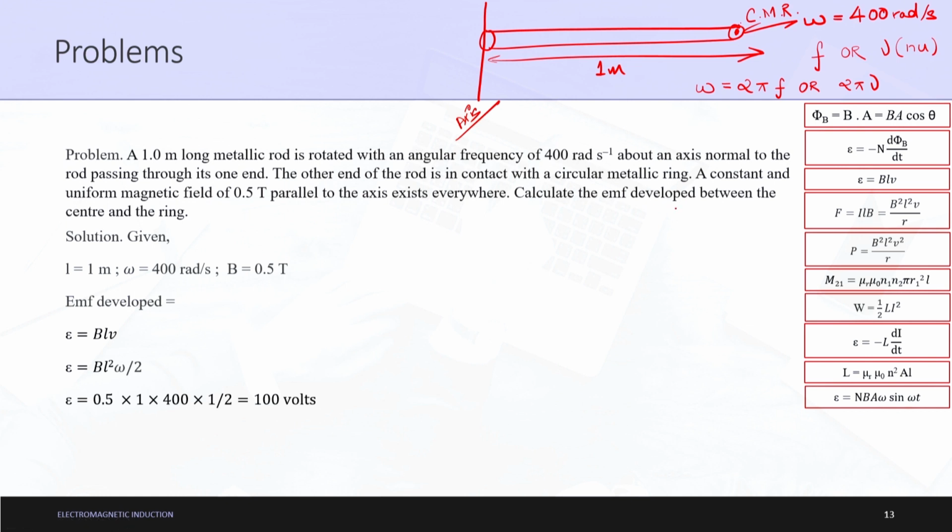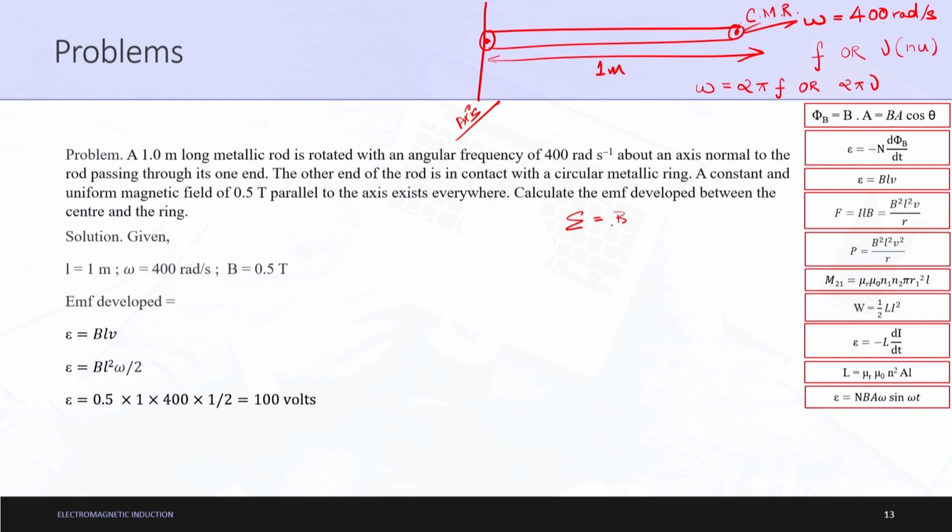Calculate the EMF developed between the center and the ring. Let us say this is the center and this is the ring. So, you need to calculate the EMF between them. Again, as the value of B is constant and there is a change in the v value, the concept is of motional electromotive force. Motional electromotive force is B into L into dV.